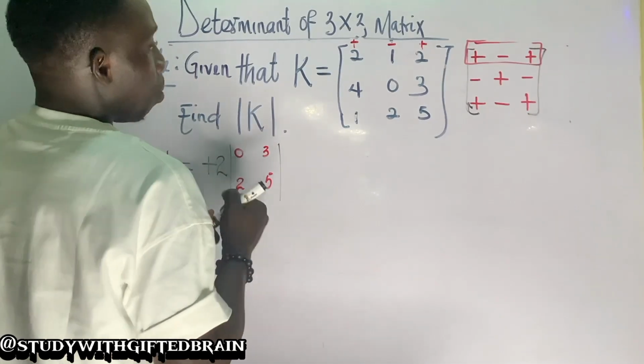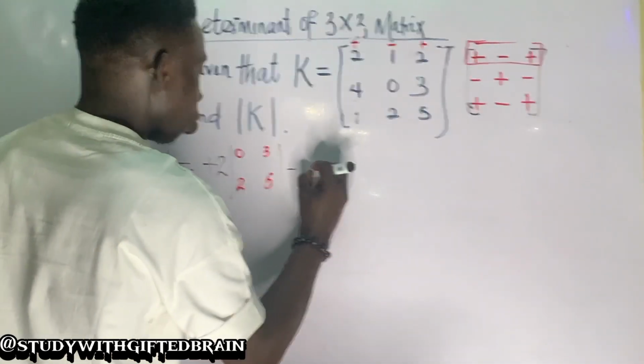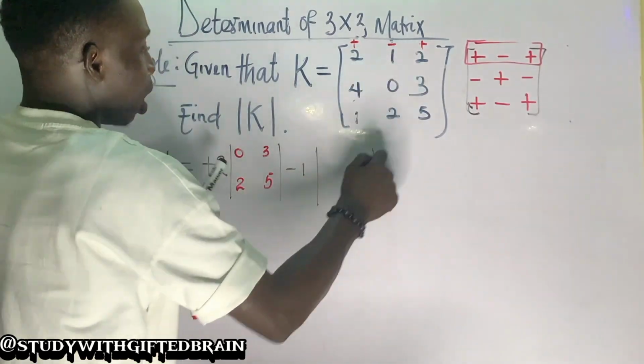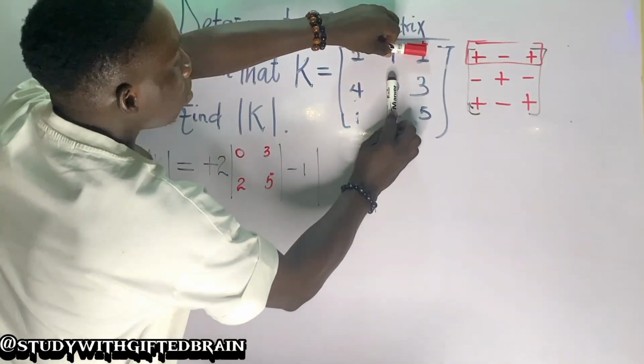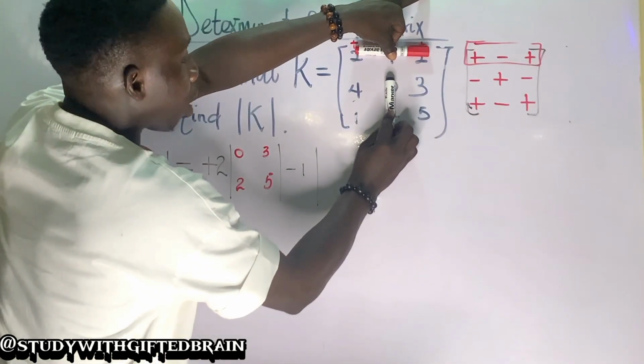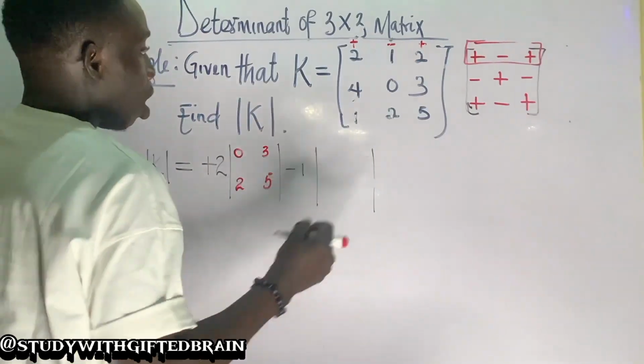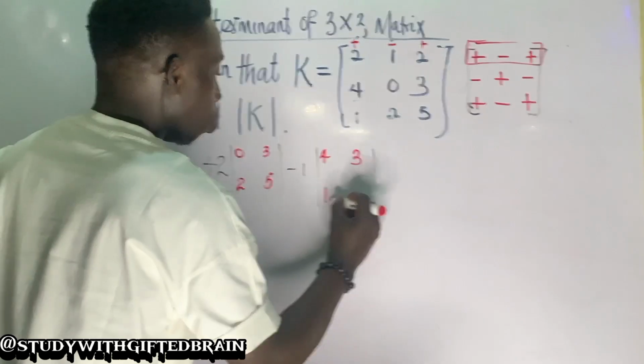Now here we have minus 1 times 1. That will be minus 1. So we open another bracket. If I block everything under 1 and everything beside 1, whether in front of 1 or at the back of 1, what do I have left? I have 4, 3, 1, and 5 left. So I'm going to be writing here 4, 3, 1, and 5.